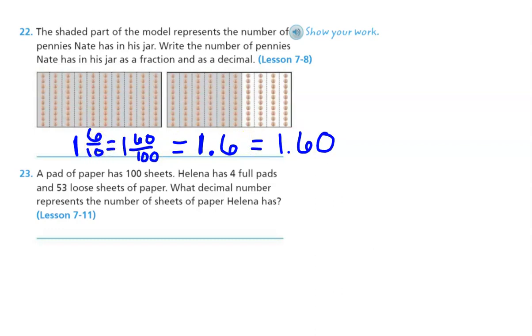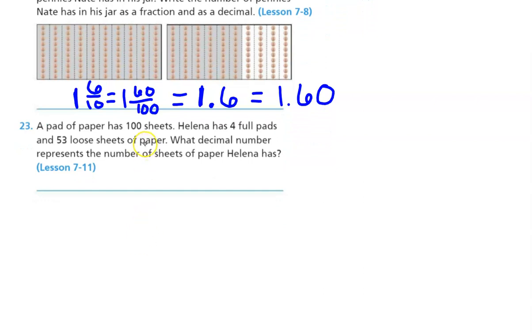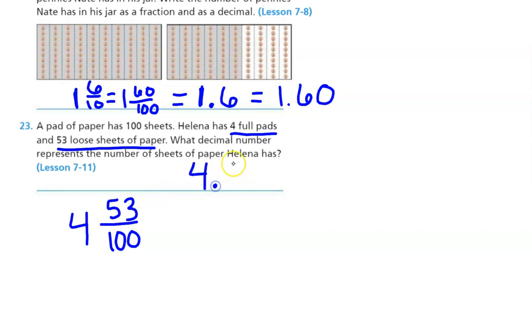For number 23, a pad of paper has 100 sheets. Helena has 4 full pads, and then 53 loose sheets. So you've got to think about what's going on. 100 is just helping you figure out your fractional part. And then it says she's got 4 full pads and 53 loose sheets of paper. But technically it wanted this to be a decimal. So this is just going to help me write my decimal. That's 4, and then 53 would end in the hundredths place.